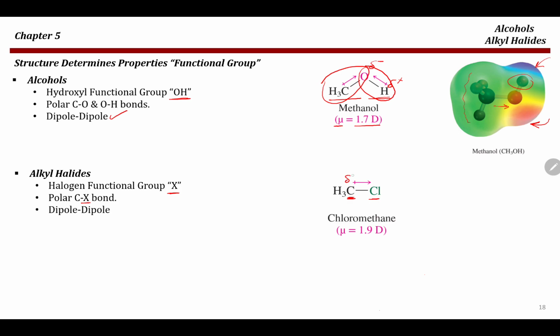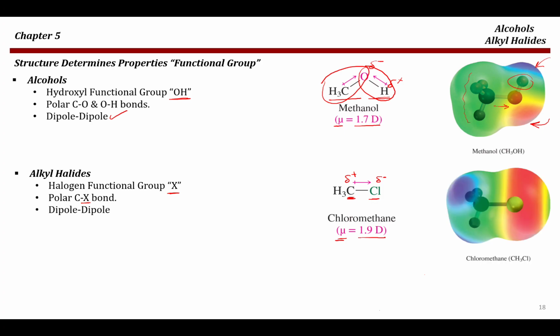That's why carbon will be partially positive and chlorine will be partially negative. And again, if you look at the magnitude or the strength of the dipole moment, you can see that it's equal to 1.9 debye, which is even more polar than methanol. So chloromethane, for example, is a compound which is more polar than methanol.